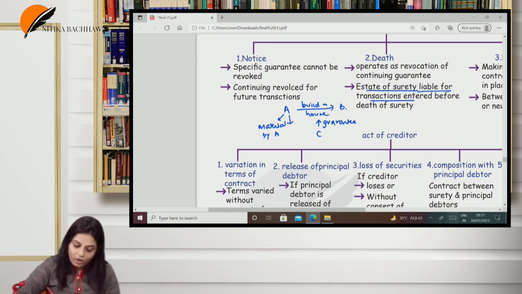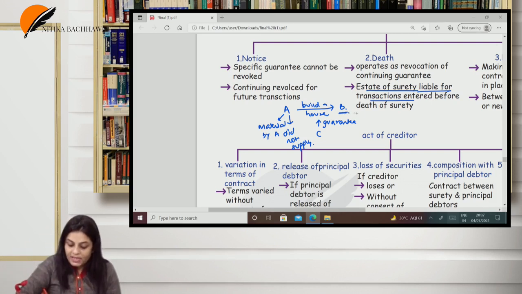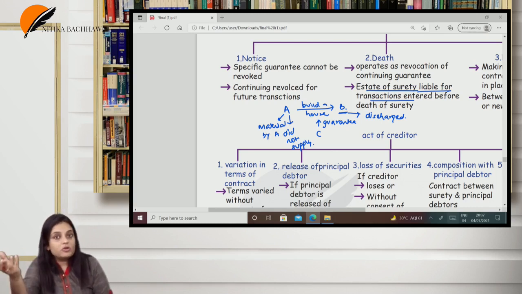Now A did not supply the material. In a reciprocal promise, if one party prevents the other from performing, can I say B is also discharged? Yes or no? B is discharged, because if A does not supply the material, how will B build the house? So B is also discharged.